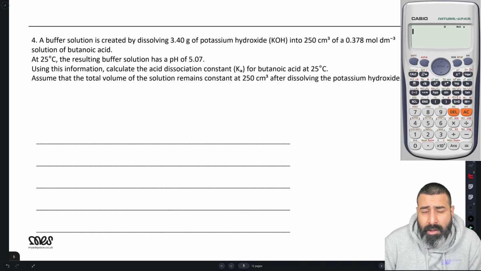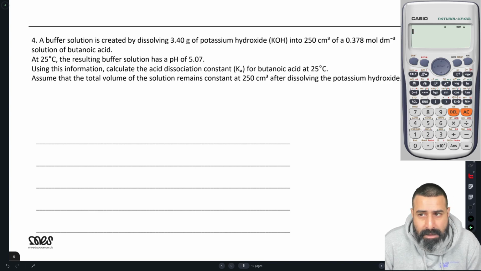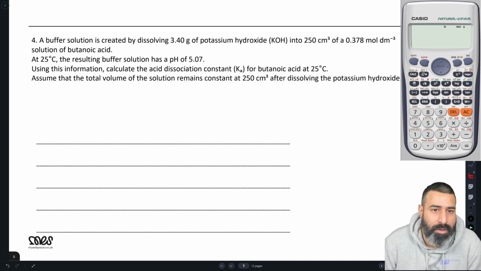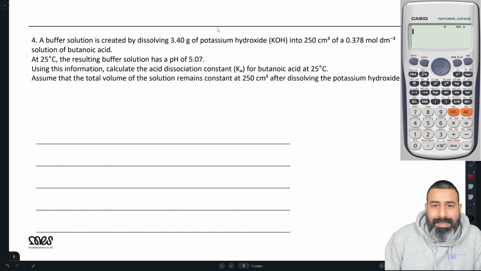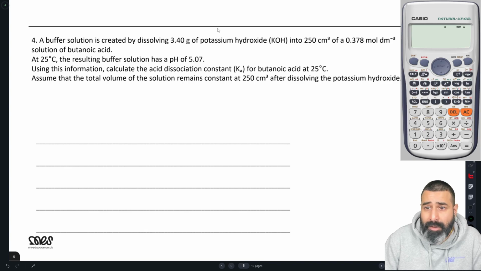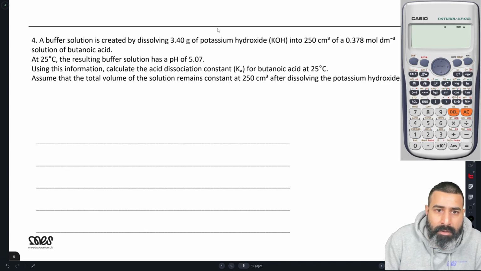So, it looks like a hefty question actually. Let's go through it. We're making a buffer this time by taking some solid pellets of potassium hydroxide and adding them to a solution of butanoic acid. Okay, cool. What we're going to do is write out the chemical reaction that occurs between butanoic acid and KOH.